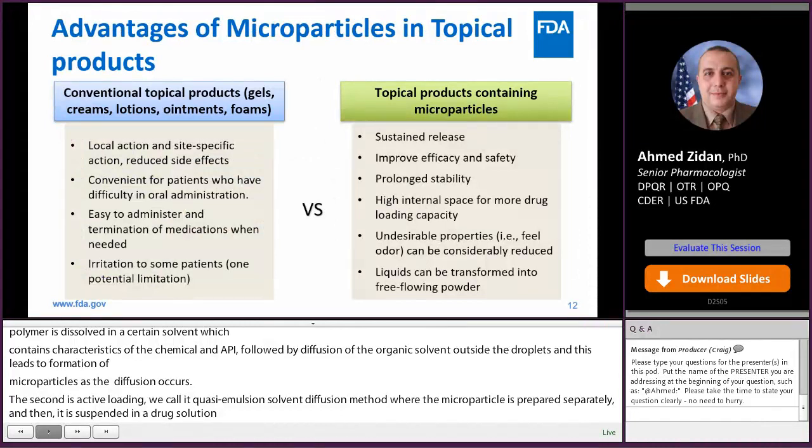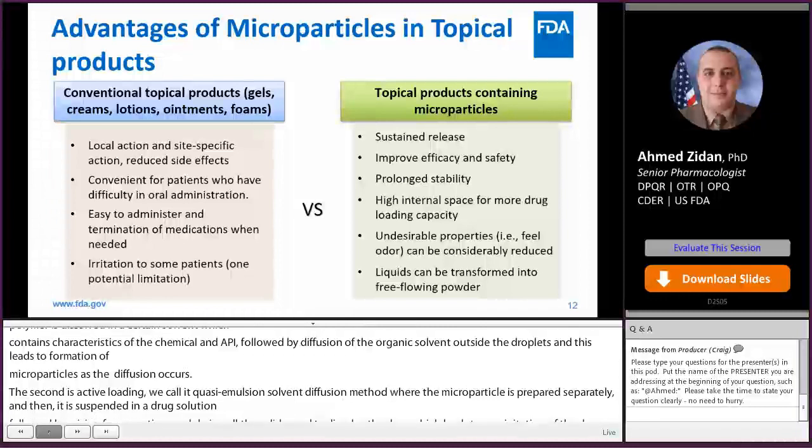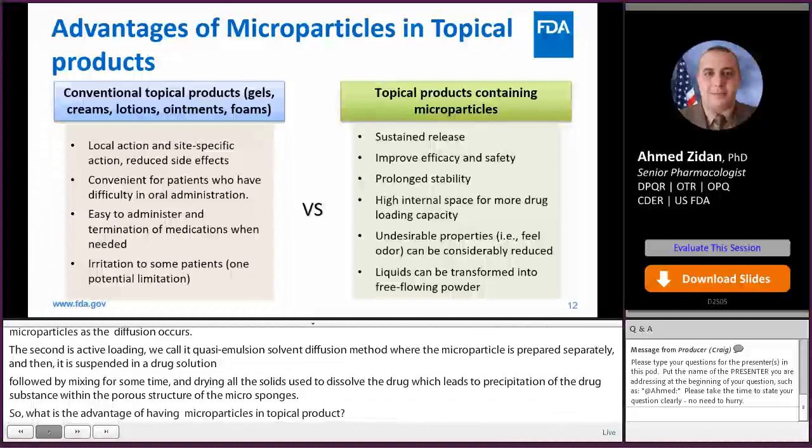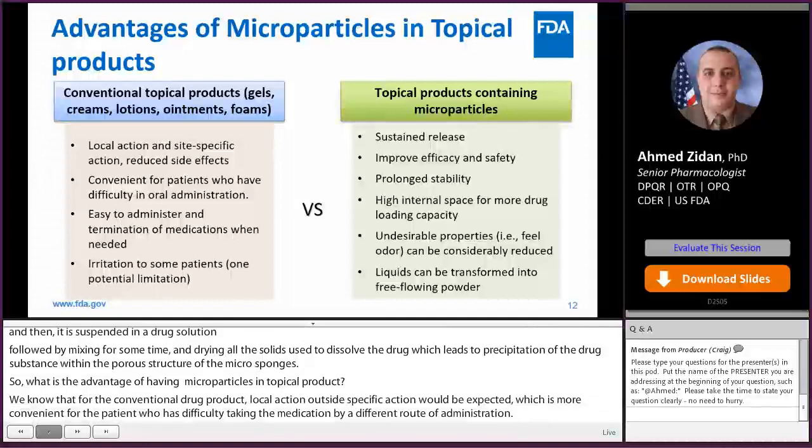So what is the advantage of having microparticles in a topical drug product? We know that for the conventional drug product, local action and site-specific action or reduced side effects may be expected, which is more convenient for the patient who has difficulty taking medication by different routes of administration. So it is easy to administer and can be terminated. We can terminate the drug action easily by washing the skin surface, but irritation may happen in some patients.